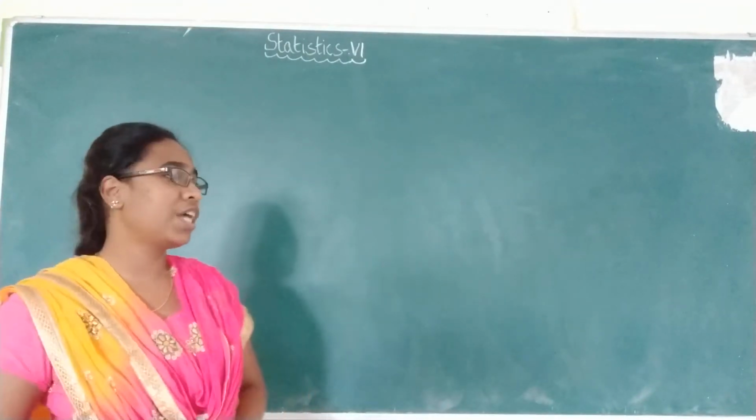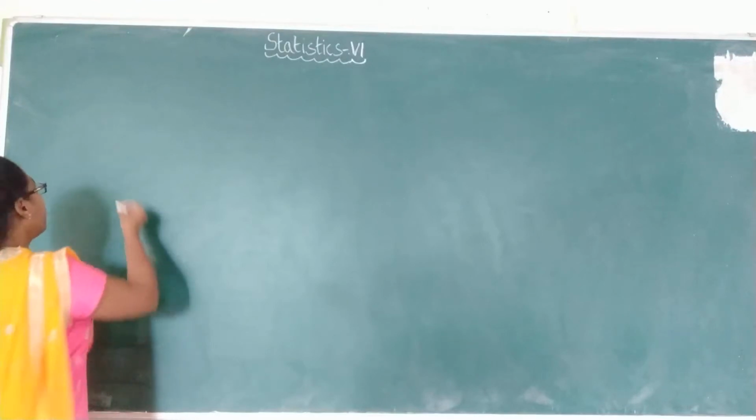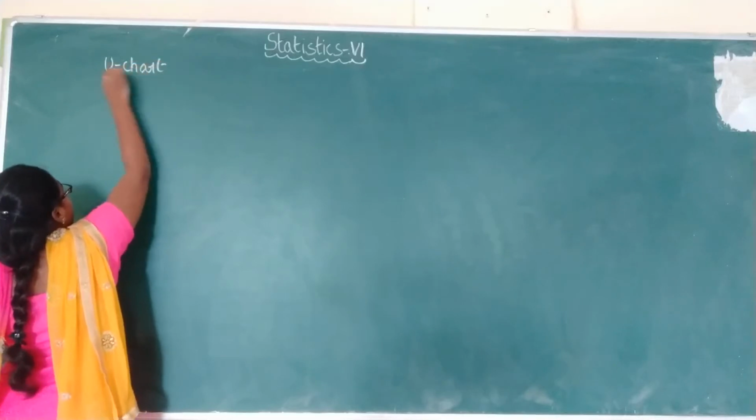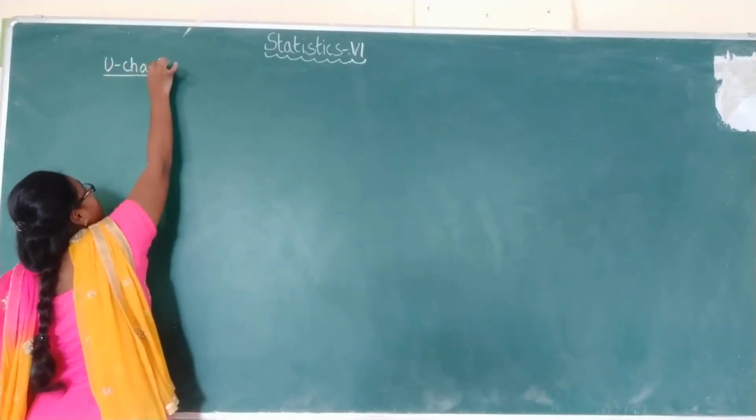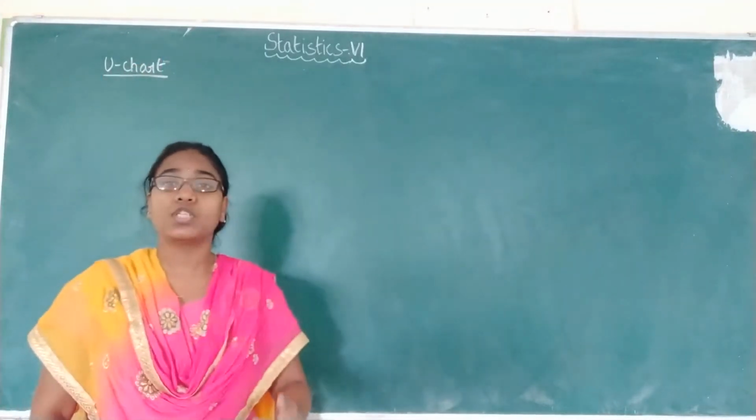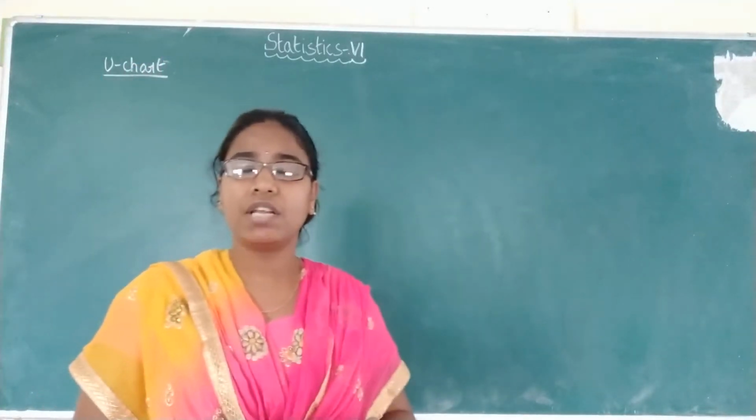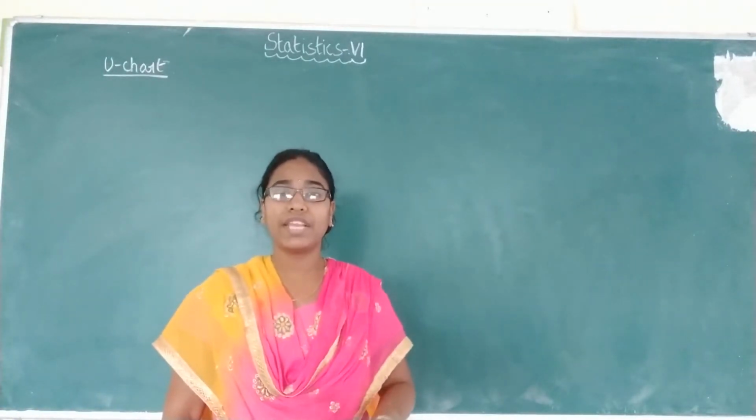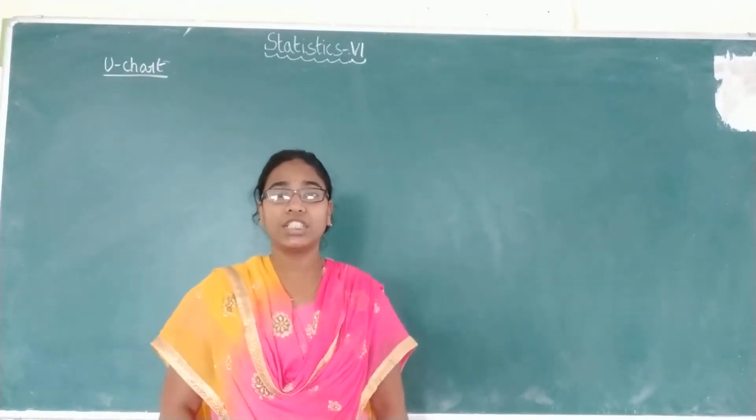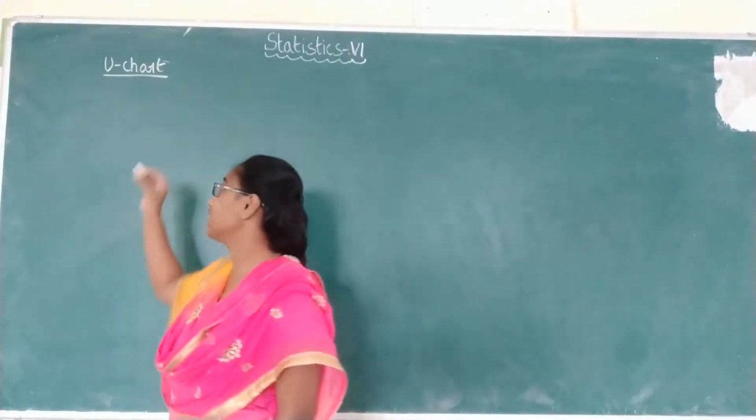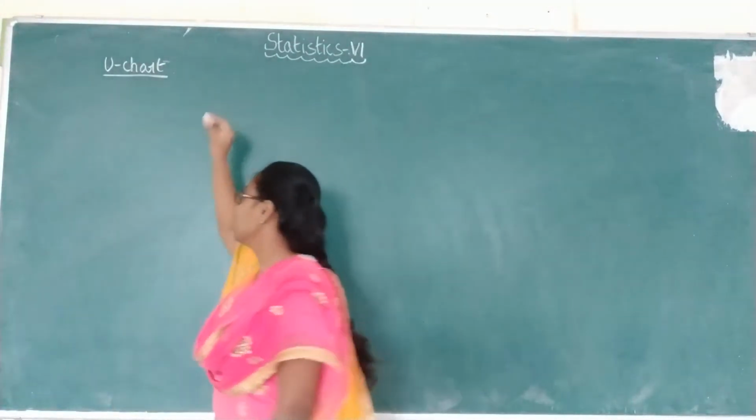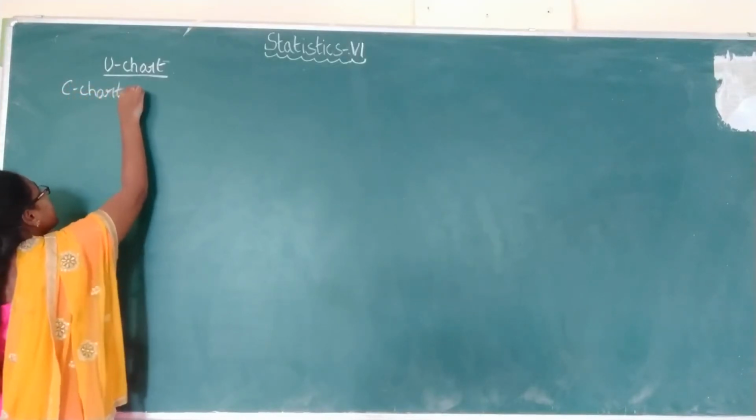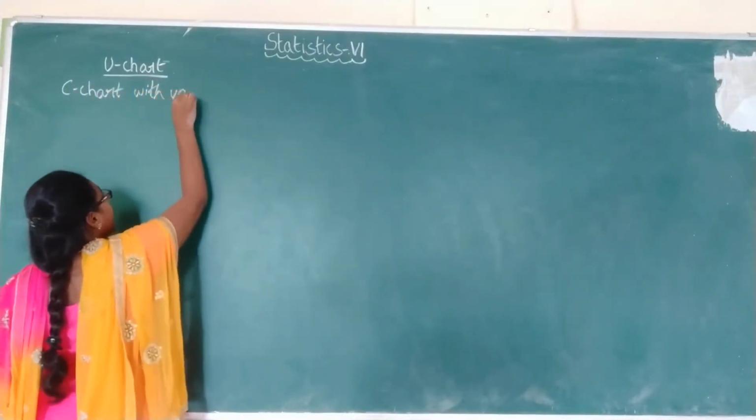Coming to the next chart in this second unit, the next topic is the U chart. So what is this U chart? The U chart is also a C chart itself. In the P chart we have seen varying sample size. Here, the C chart also can have a varying sample size case. The C chart with varying sample size is called the U chart. So this U chart is nothing but the C chart with varying sample size.